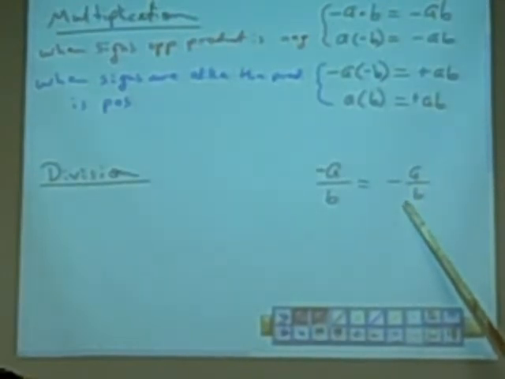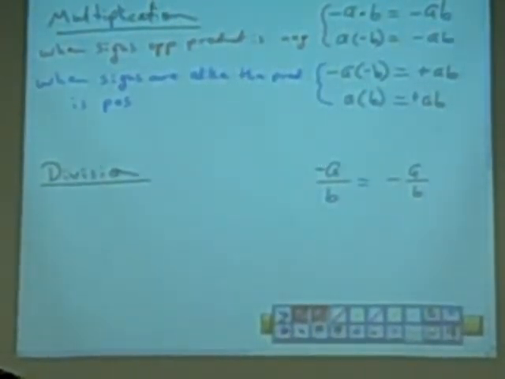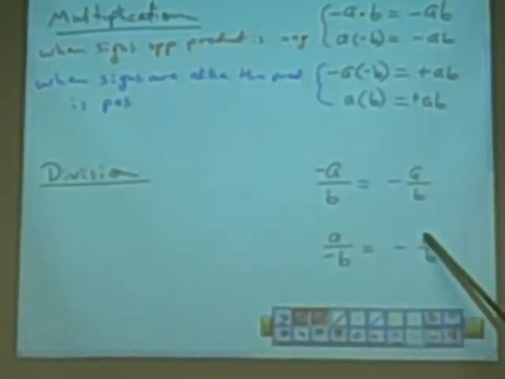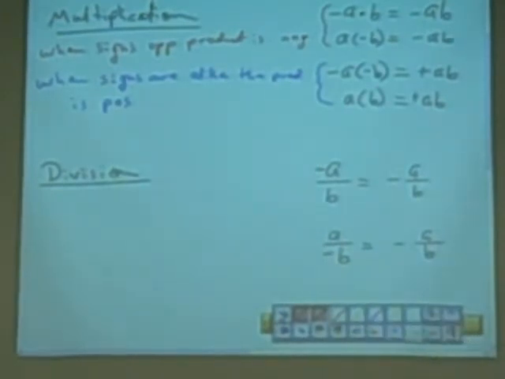If we have a negative a over a positive b, our quotient, our answer, is going to be negative a over b. Now you can keep the negative in the numerator, or you can put it off to the side like this. You just can't keep the negative in the denominator. That's just not in most simplified form. So if you have a positive a and a negative b, our quotient is again a negative a over b. Again, you want to have it off to the side or move it up to the numerator, but you don't want to leave it in the denominator. Okay?